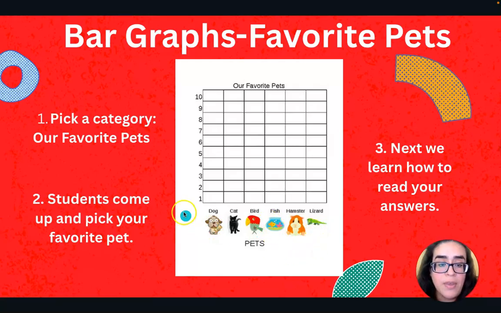Okay. And then we have our values. So this basically just stands for, okay, one person liked a dog, two people, all the way up to 10. Okay. So that's really going to show us how many different students liked that particular pet. So our category is going to be favorite pets. I'm going to have all of our students come up, and you guys are going to just color in your square. If you like a dog, or if you like a lizard, you color in a lizard, and you're only coloring one square, okay?